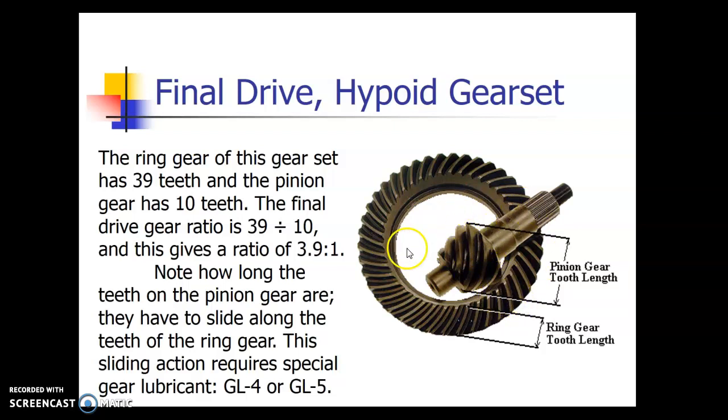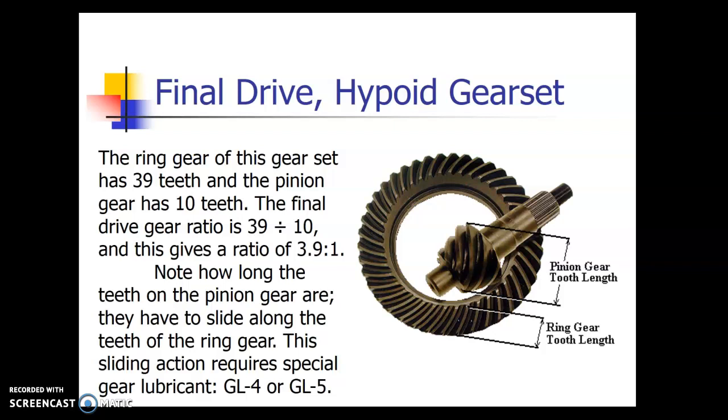When you hear about gear ratios, like this one right here, this gear set's a 39 tooth and the pinion is 10. So we take 39 divided by 10, we get 3.9 to 1. What does that mean? Well, that means that this pinion gear has to spin 3.9 times for this ring gear to spin once. Hence the gear reduction. It's going to slow down, reduce speed, but also increase torque.